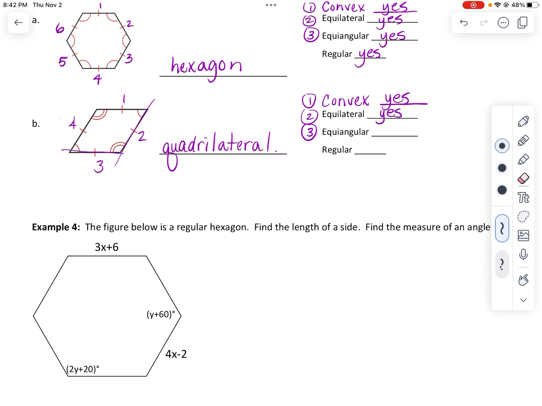And let me erase these extra lines I put on. So we're going to put a no in this space, but let me remind you, if you look at those angles, to use that common sense backup plan, we have some acute angles and some obtuse angles. So of course it's not equiangular. Some of them will be less than 90 and some of them will be greater than 90. So it cannot be considered equiangular.